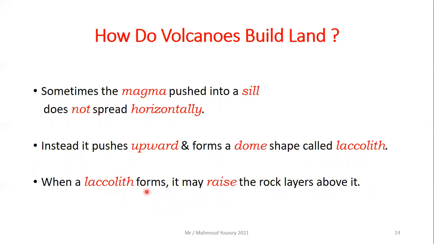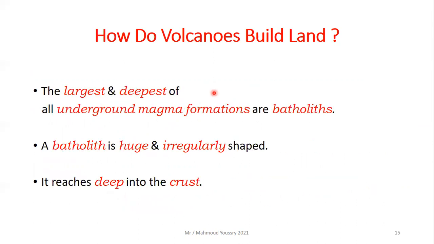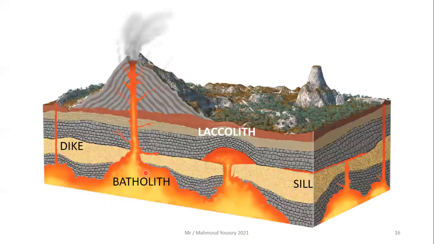We will see all of them now. The largest and the deepest of all underground magma formations, the fourth one, is the batholith. A batholith is a huge and irregularly shaped form of underground magma. It reaches deep into the crust. And here you can see all of them.